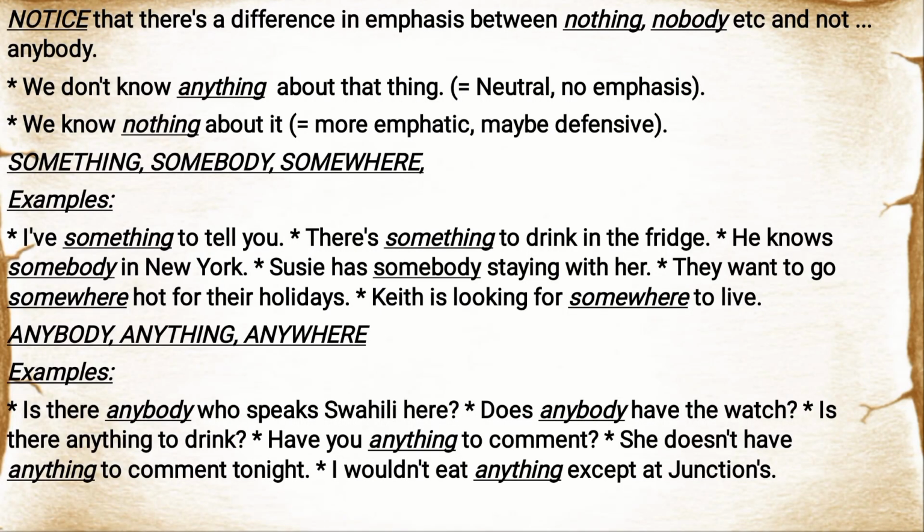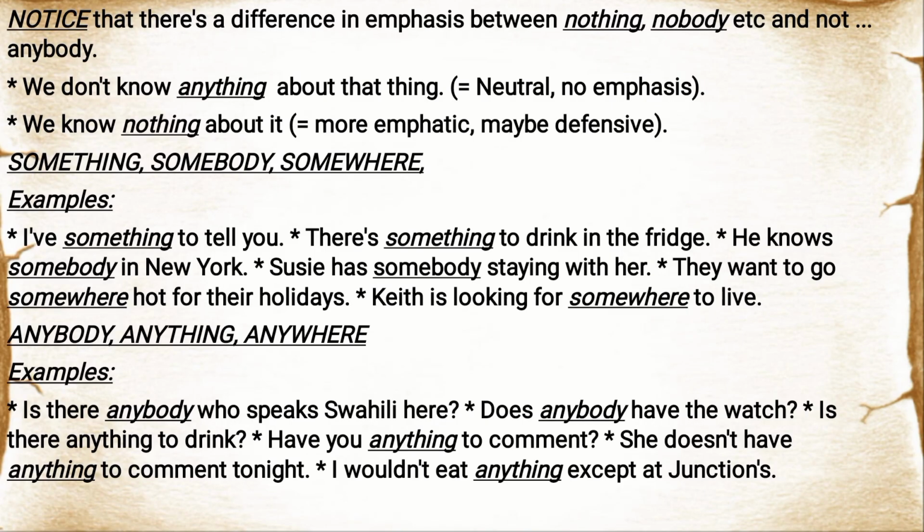Notice that there's a difference in emphasis between nothing, nobody, etc. and not anybody. Examples: We don't know anything about that thing equals neutral, no emphasis. We know nothing about it equals more emphatic, maybe defensive.